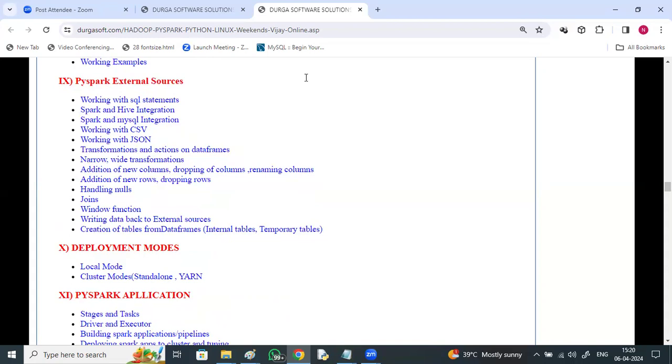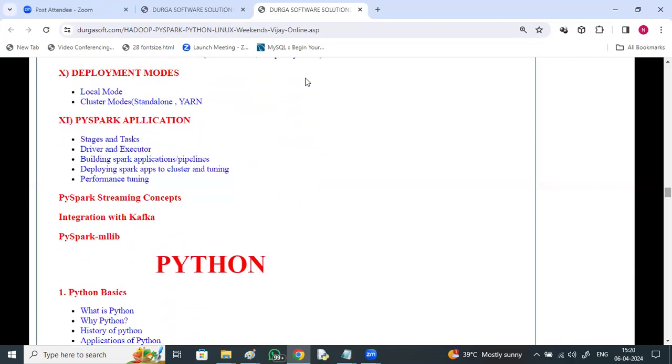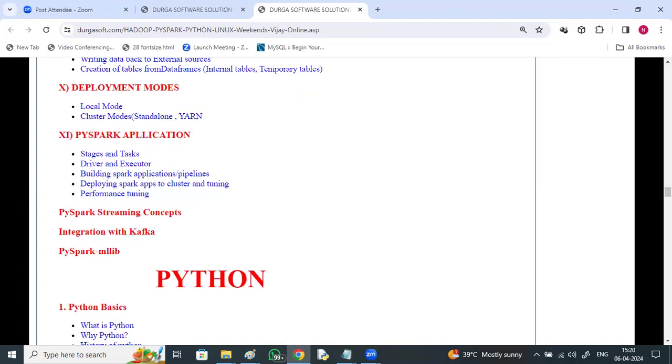actions, wide transformation and narrow transformation, adding of new columns, dropping of columns, renaming, adding of new rows, dropping of rows, handling nulls, joins, window functions, deployment modes, local mode, cluster mode, PySpark application, stages and tasks, drivers and executors, building Spark applications, pipelines. Yes, PySpark streaming concepts, integration with Kafka, PySpark MLlib.